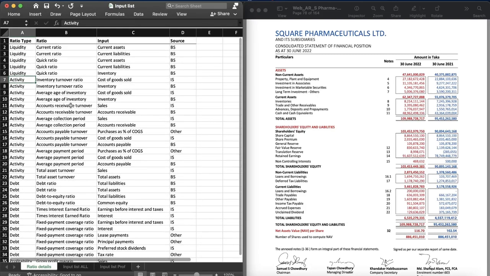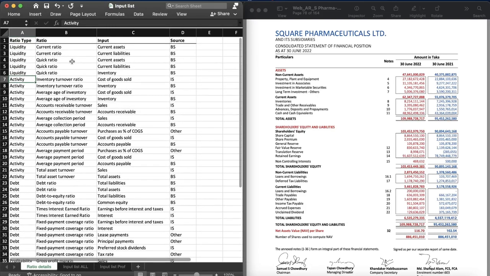For calculating each and every ratio, you will need several items in the denominator and also in the numerator of the ratio. Let's say, for the inventory turnover ratio, you need cost of goods sold and inventory. If you look at the formula, you will find that these two items are there. The cost of goods sold is an income statement item, so the source is marked as income statement, and the inventory is a balance sheet item, so it is marked as BS, that means balance sheet.